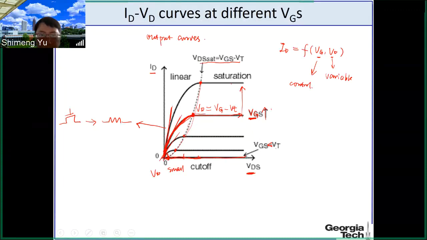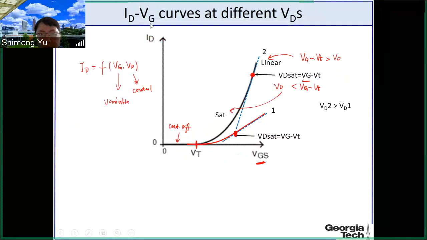So this is ID-VD, and also you can draw the ID-VG. And here this is the threshold voltage. Below that is the cutoff. And above that, first you go through the saturation and then linear. And this is the turning point. Again, Vdsat equals Vg minus Vt.